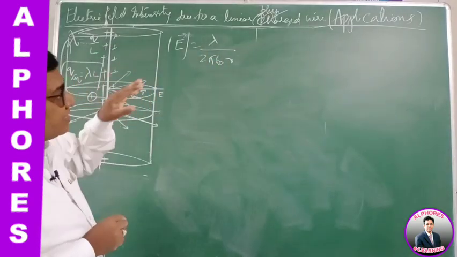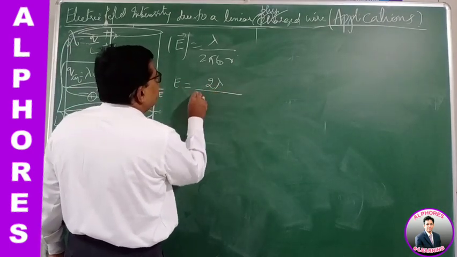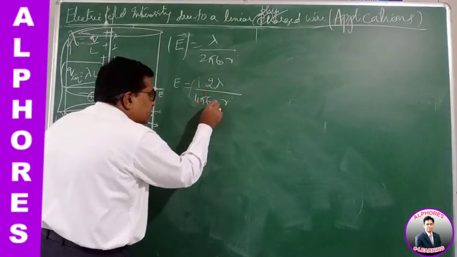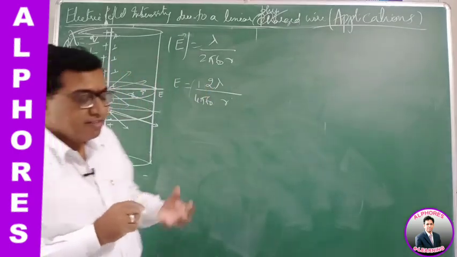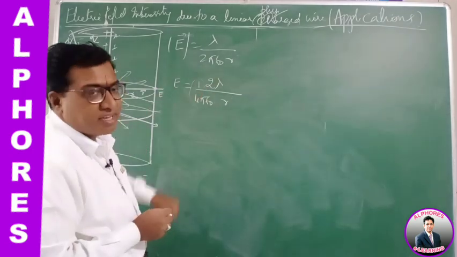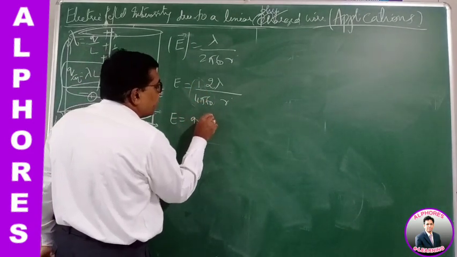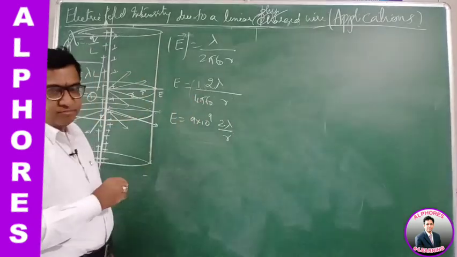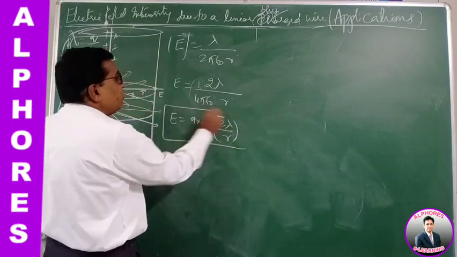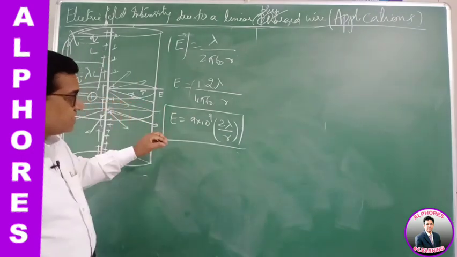I can rewrite this as the magnitude E is equal to 2 lambda divided by 4 pi epsilon naught r. Now, in all the expressions, usually we write 1 by 4 pi epsilon naught. While calculating the value of the electric field in a numerical, when some values are given, you can write 1 by 4 pi epsilon naught as 9 into 10 power 9. So the electric field is 9 into 10 power 9 times 2 lambda by r. Directly you can calculate the value. If lambda is the linear charge density and r is the distance, then just substitute.